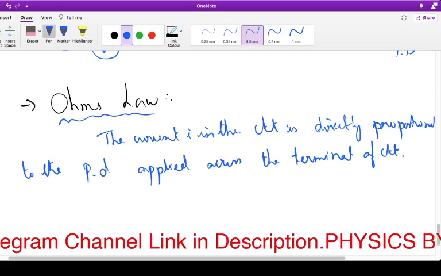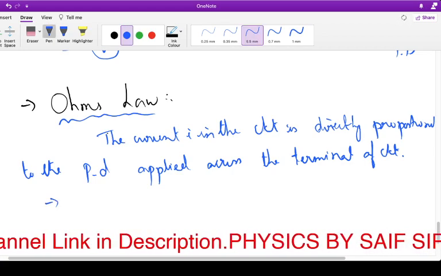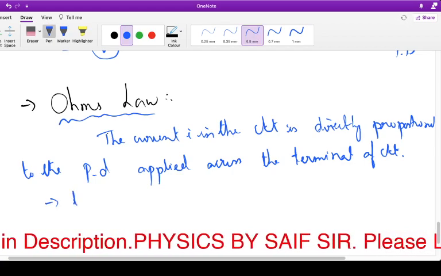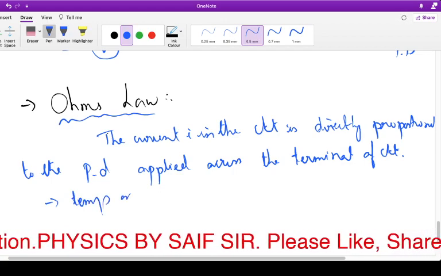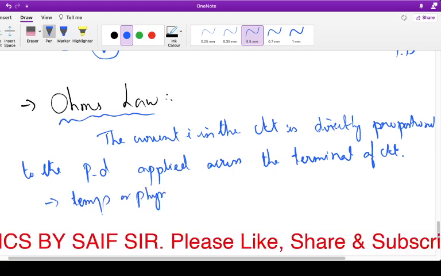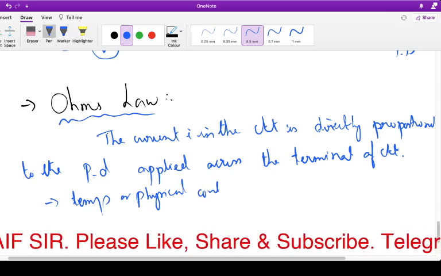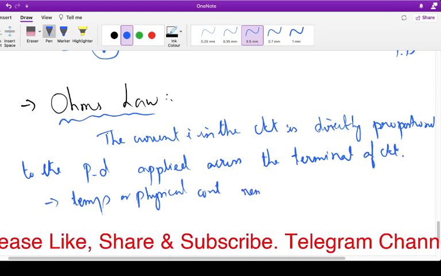It is only valid as long as the temperature or physical conditions remain unchanged.